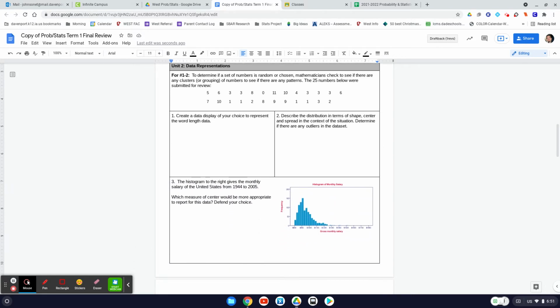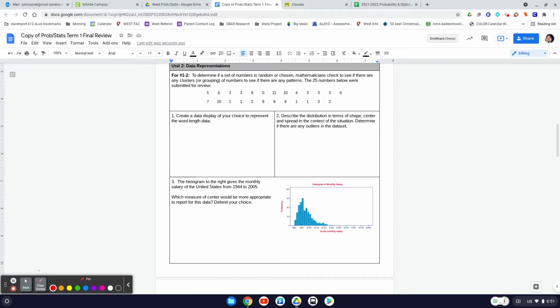Now we're on Unit 2. Unit 2 is all about displays. So, to determine if a set of numbers is random or chosen, mathematicians see if there are any clusters or grouping of numbers to see if there are any patterns.